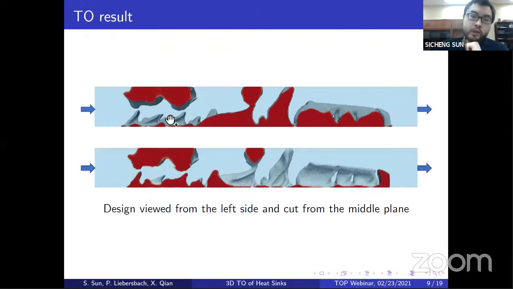Okay, so here we show the design from the left side, and we also cut it in the middle to show the inside. We can see there are some segregated fins here. In the upstream, there's a disconnected big solid piece on the top. And we also have some plate fins formed on the bottom, in the downstream. The shape is not straight plates, it's like bent towards the middle of the plane.